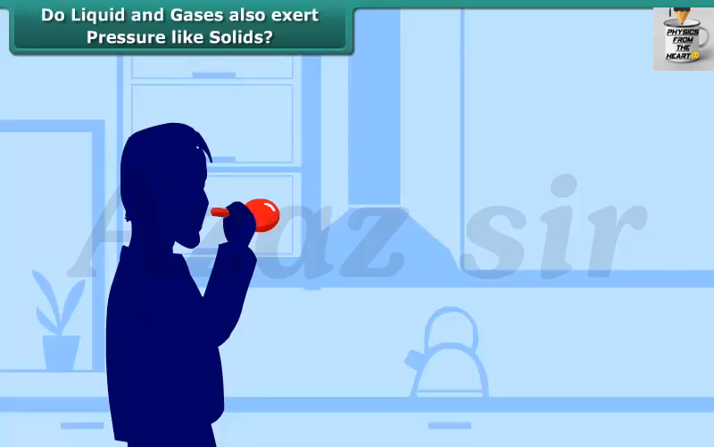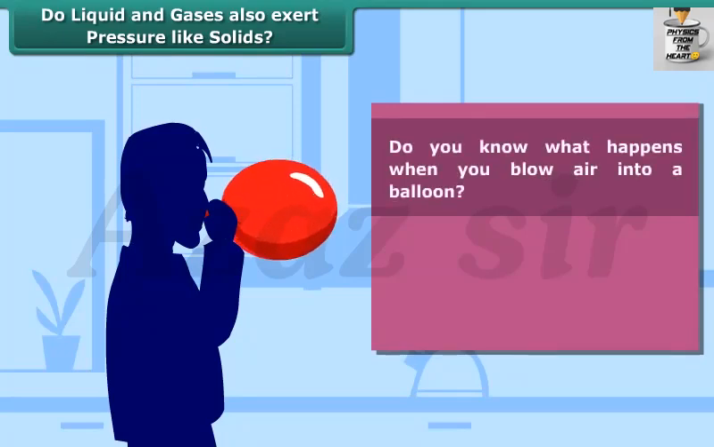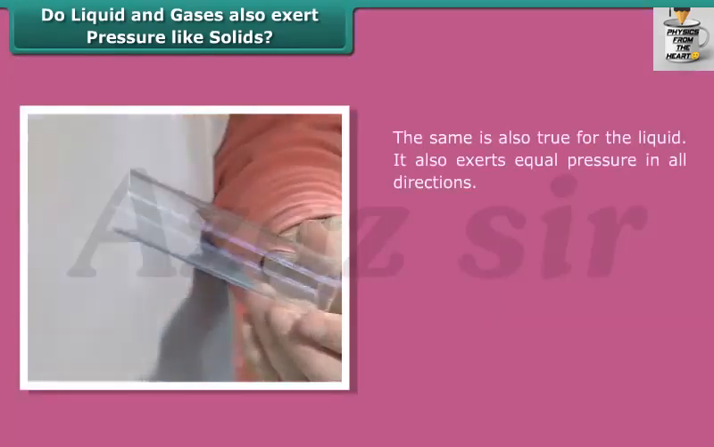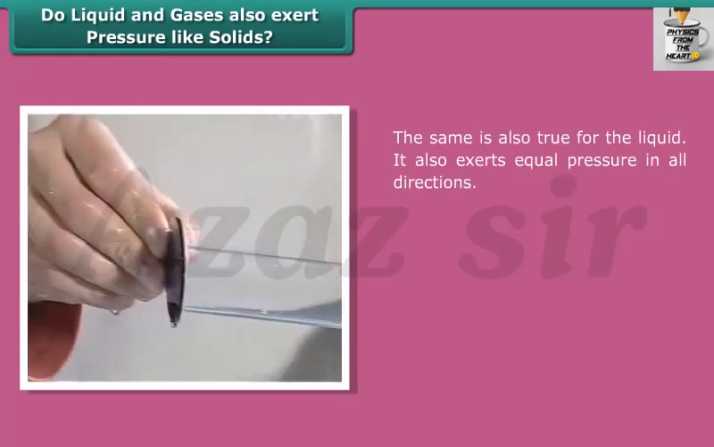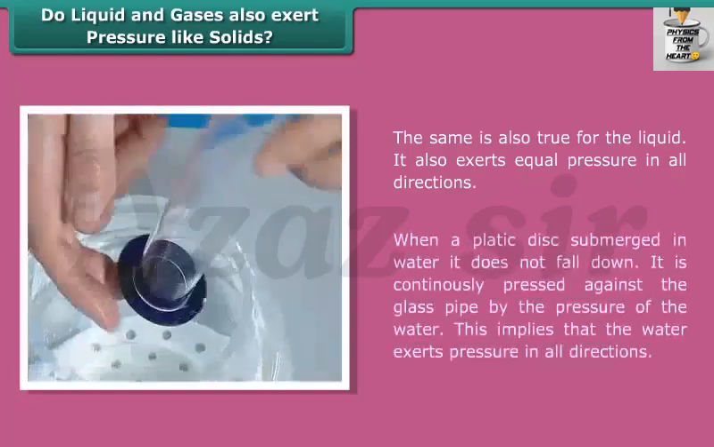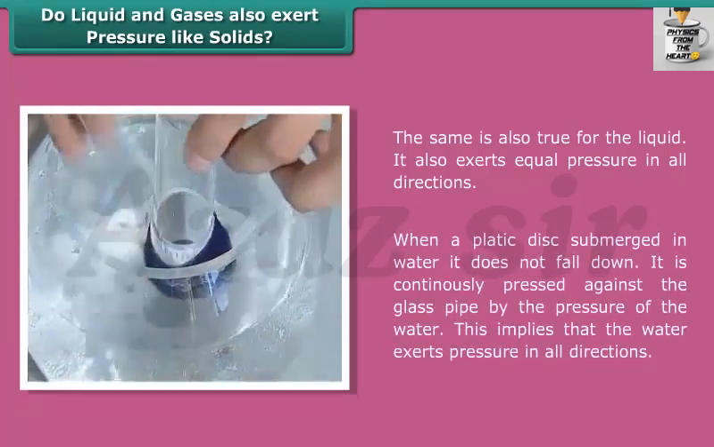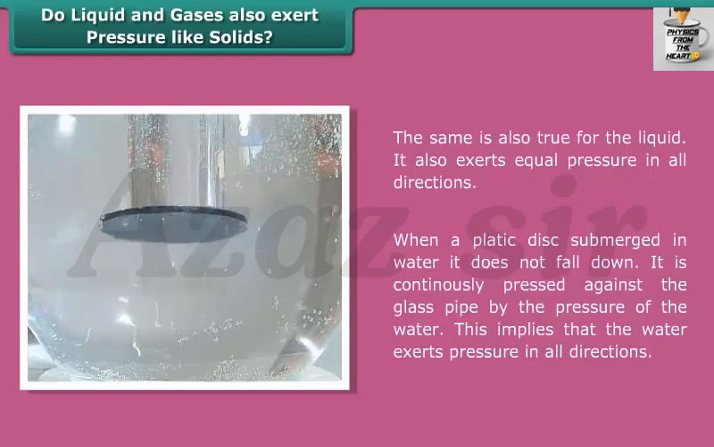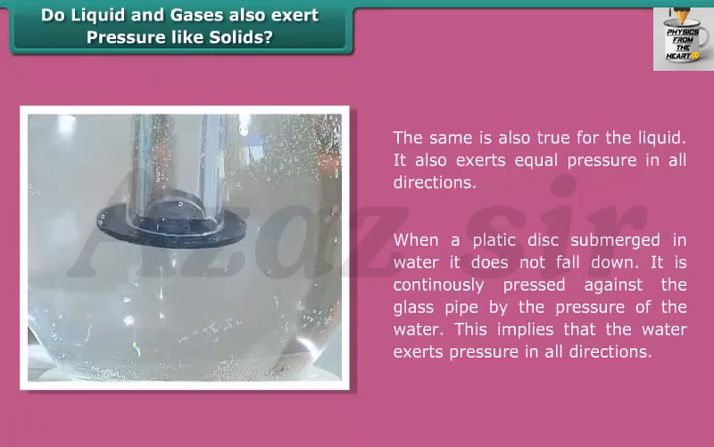Do liquids and gases also exert pressure like solids? Do you know what happens when you blow air into a balloon? It exerts pressure in all directions. That's why the balloon increases in size and shows equal enlargement in all directions. The same is also true for liquids. They also exert equal pressure in all directions. When a plastic disc is submerged in water, it does not fall down. It is continuously pressed against the glass pipe by the pressure of the water. This implies that water exerts pressure in all directions.